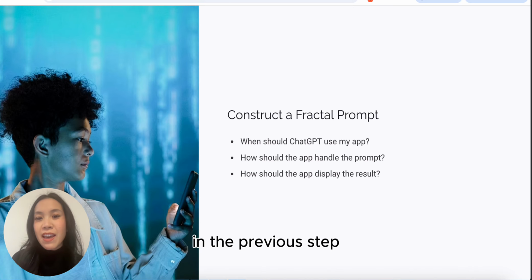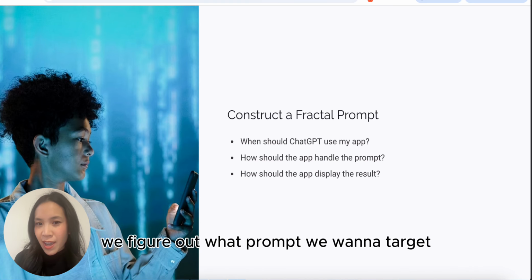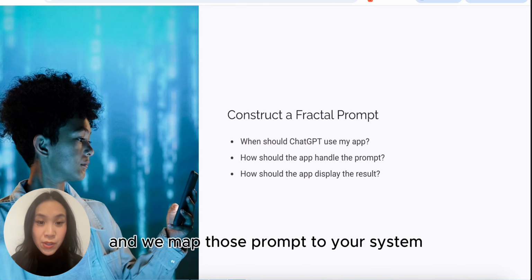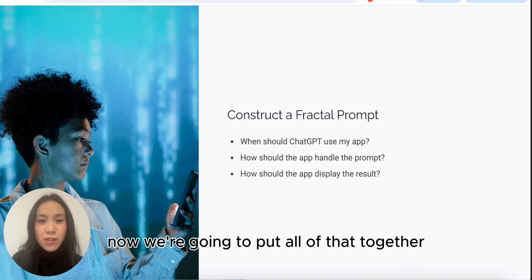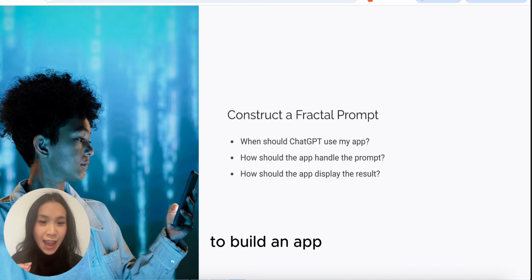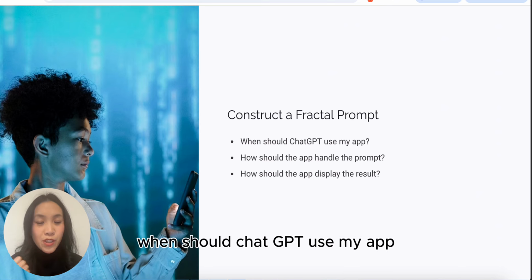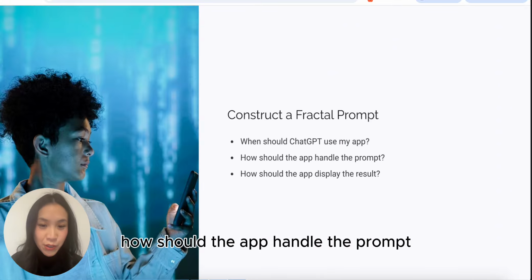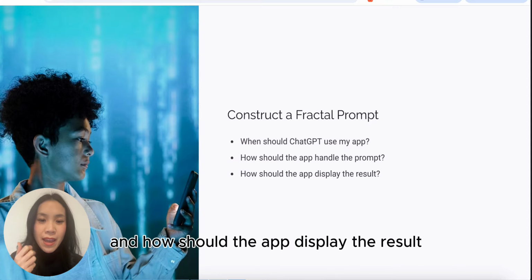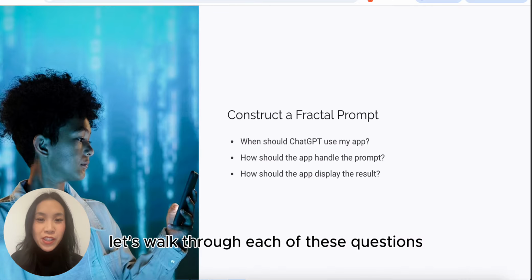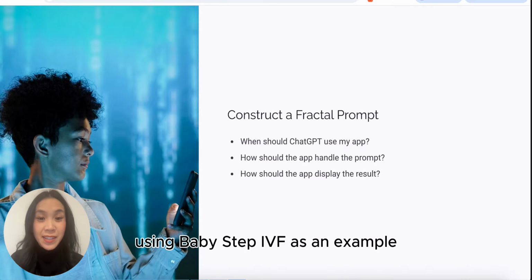In the previous steps, we figured out what prompts we want to target and we mapped those prompts to your system. Now we're going to put all of that together to build an app. So when you prompt Fractal, there's really only 3 questions you need to answer. When should ChatGPT use my app? How should the app handle the prompt? And how should the app display the result? Let's walk through each of these questions using Baby Step IVF as an example.